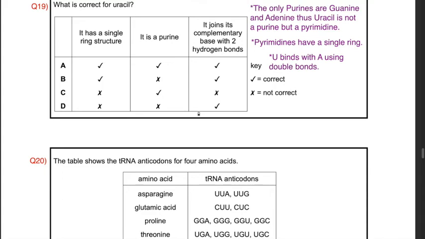Therefore, under the column it is a purine, it should be not correct, leaving us with the answer being either B or D. And pyrimidines have a single ring. Therefore, under the column it has a single ring structure, it should be correct, leaving us with the only possible answer being B. Has a single ring structure? Correct, because it is a pyrimidine. Is it a purine? That is not correct, because it is a pyrimidine again. It joins its complementary base with 2 hydrogen bonds. That is also correct, because uracil binds with adenine using 2 hydrogen bonds. Therefore, the answer is B.